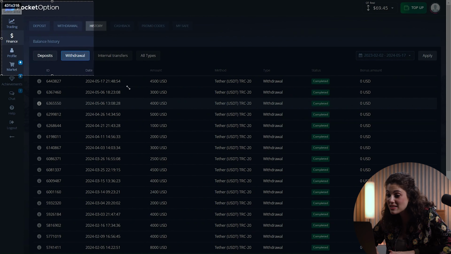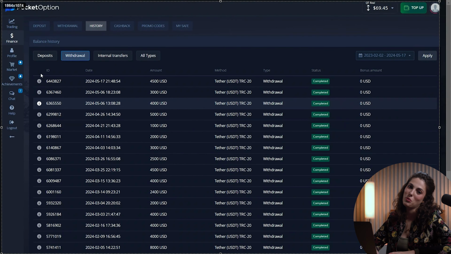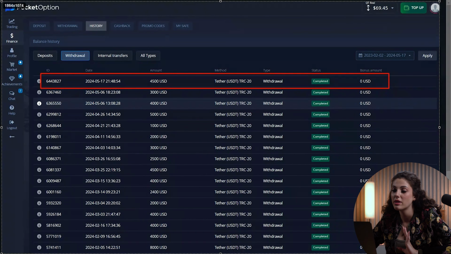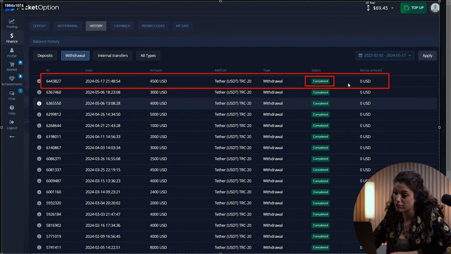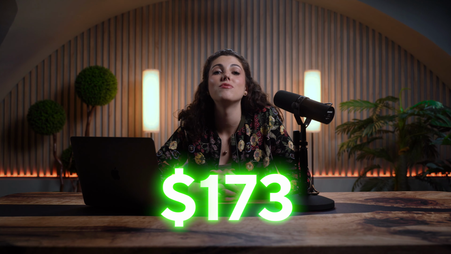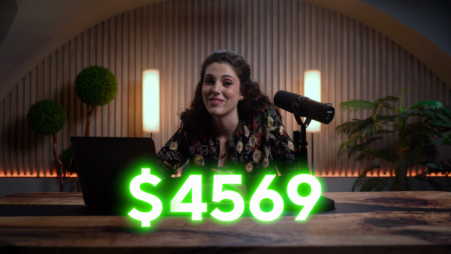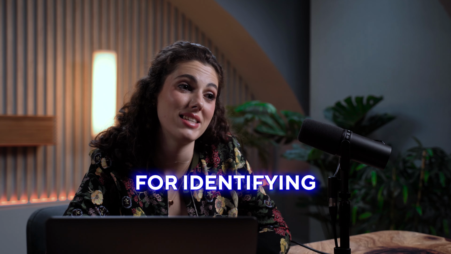Great! The request is completed and the money is in my wallet. Here is our transaction with completion info in the right green column. That's all, let's wrap it up. Friends, today I boosted my deposit from $1 to $4,569. In this video, I showed methods for identifying trends and making informed decisions in trading.